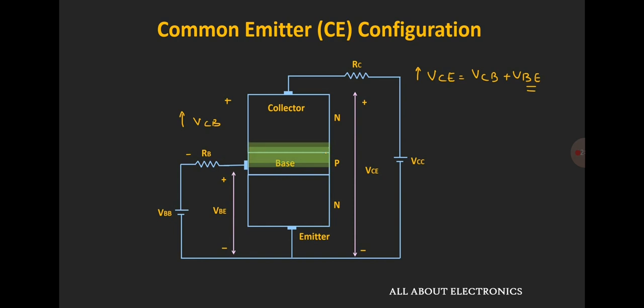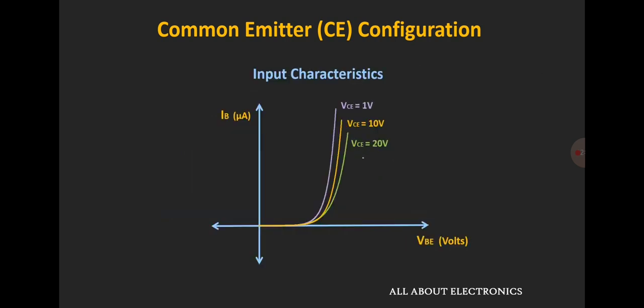So due to that, the effective base width will reduce. And due to that, the probability of recombination in this base region will reduce. And due to that, most of the electrons will get collected at the collector terminal. So due to that, this base current IB will reduce. So we can say that as the value of Vc increases, this base current IB will reduce. And due to that, we are getting this type of curves.